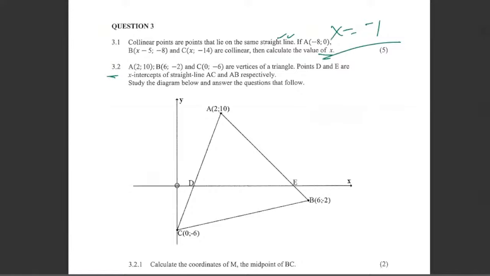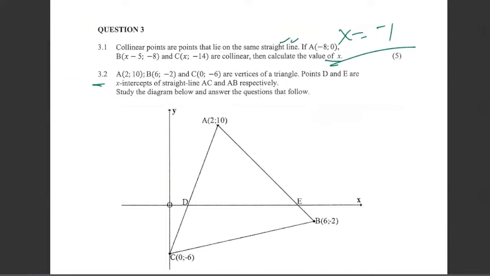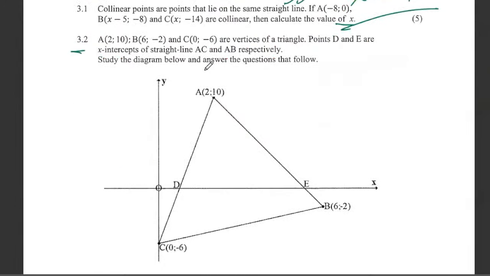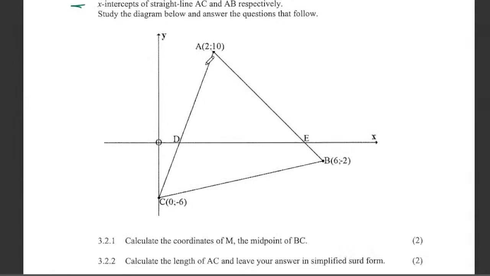Okay. Then 3.2. They are telling us that A, okay, let me just make it, I think that's better. So A is 2 and 10. B is 6 and negative 2. C is 0 and negative 6. Albert says of a triangle. Points D and E are x-intercepts and straight line A, C, and B, so respectively. Study that and answer the questions.